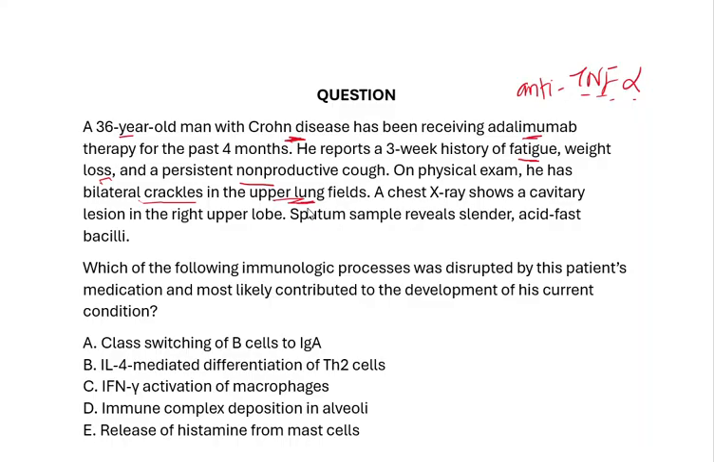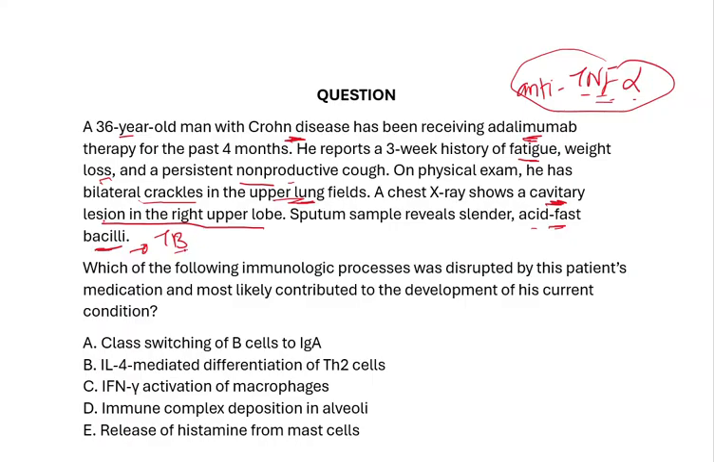So now we did a chest x-ray, and that chest x-ray shows a cavitary lesion in the right upper lobe. The sputum sample reveals slender acid-fast bacilli. So acid-fast bacilli, one of our differentials will be what? Tuberculosis. So putting this together, somebody who is on adalimumab, which is anti-TNF-alpha, is having some B symptoms along with a productive cough, and in addition to that, we see a cavitary lesion in the lung along with acid-fast bacilli. So this patient has tuberculosis based on this presentation.